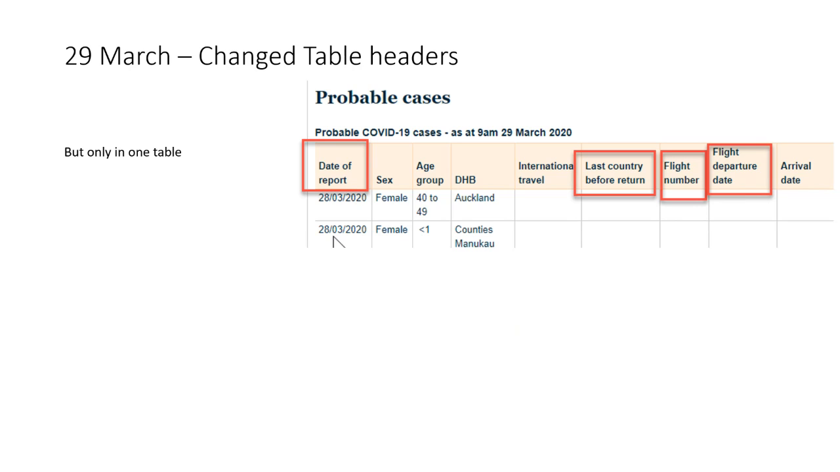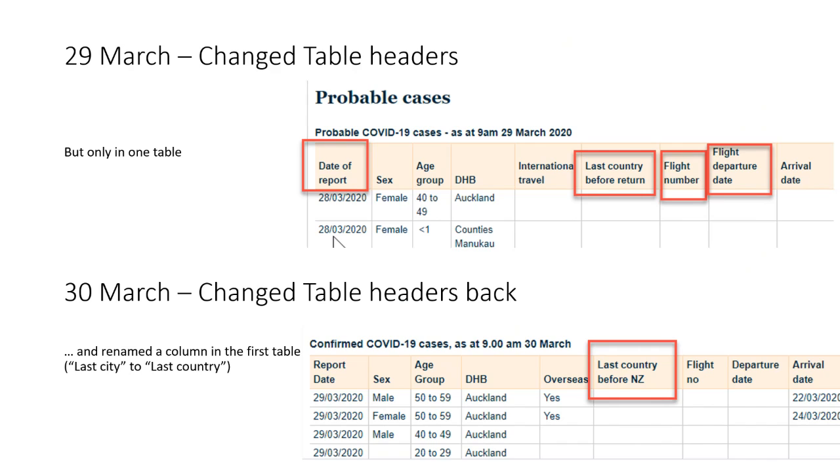My query refreshed through an error, and I couldn't figure out what was going on until I looked back on the web and I found that they had changed the report date, which was now called date of report, and the last city before New Zealand was now called last country before return. So I fixed up the query, the data refreshed, and the next day they changed the table headers again. So now it was last country before New Zealand instead of last city before New Zealand.